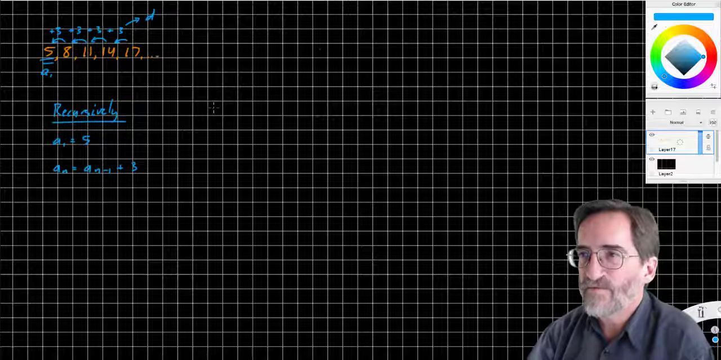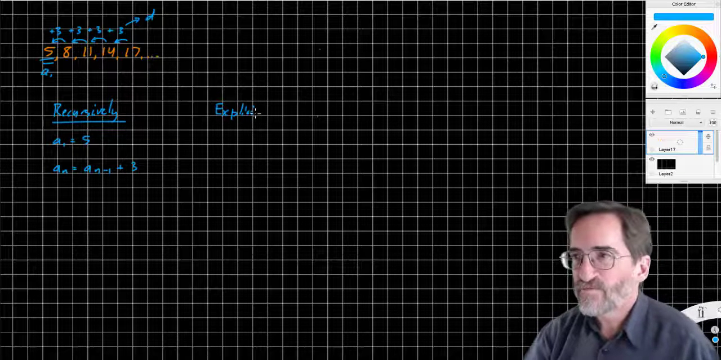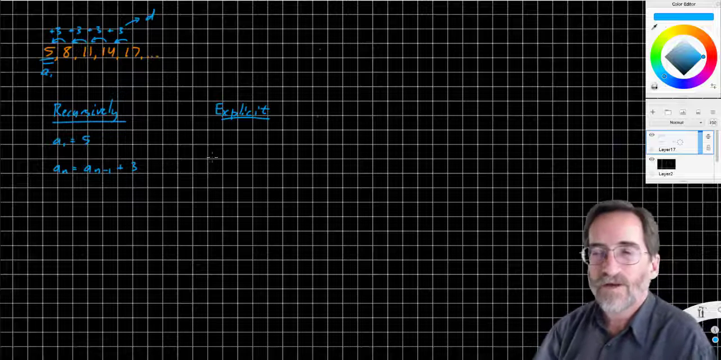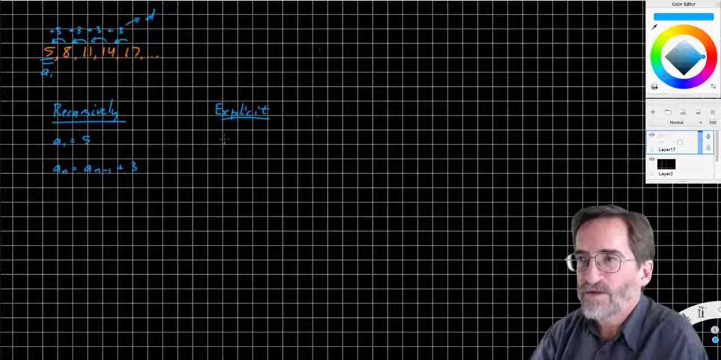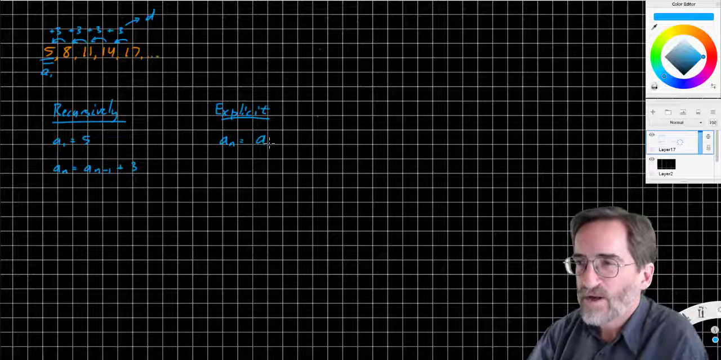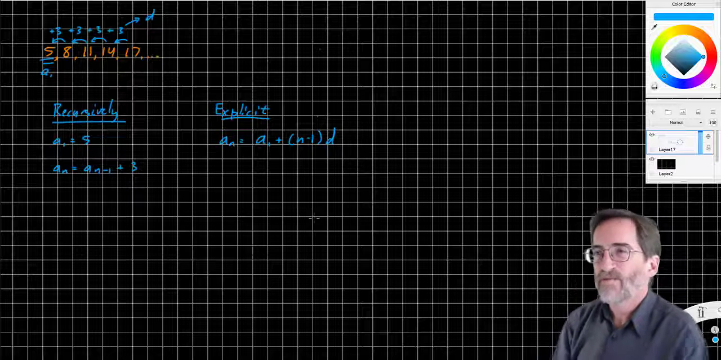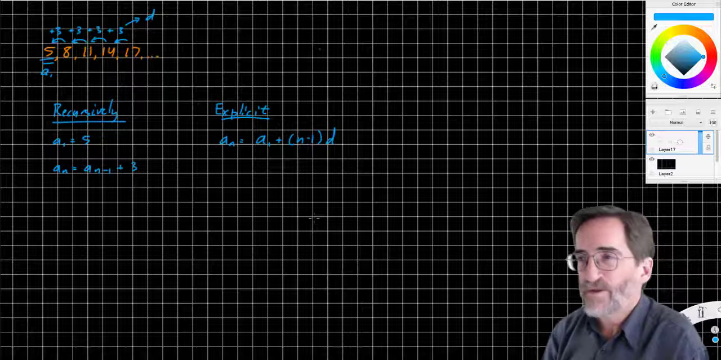That's a recursive definition. And then we can have an explicit definition. Explicit, if I can spell. In which we simply have a formula for the nth term. And here we have a sub n is a sub 1 plus n minus 1 times the common difference. And that's our explicit formula.